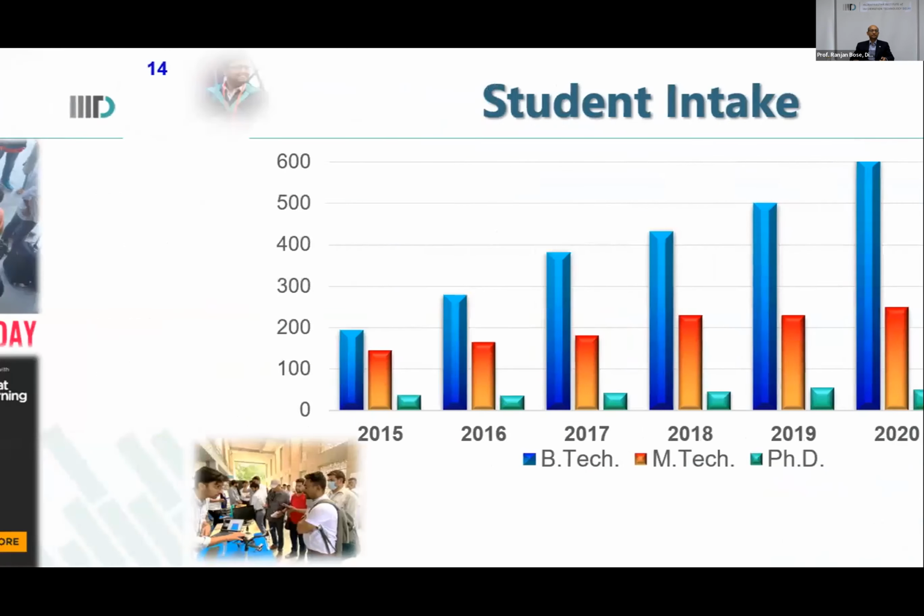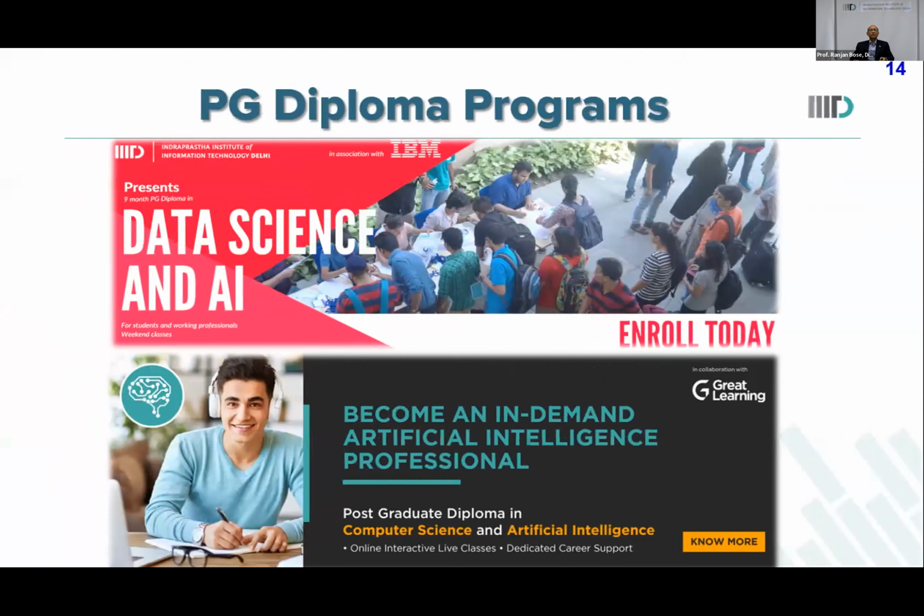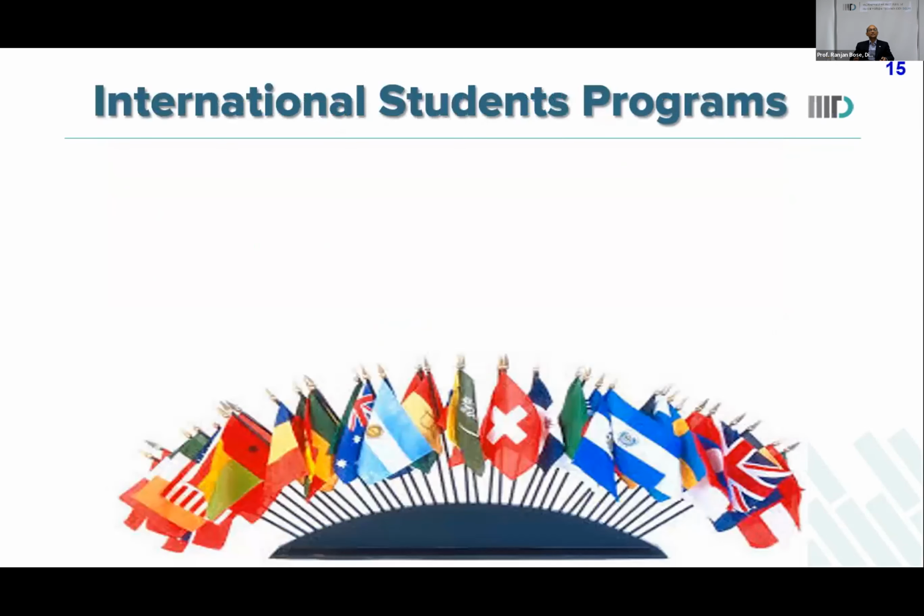We have also tried to cater to the needs of the industry, and we have 2 popular PG diploma programs for practitioners, industry professionals, and people who want to upgrade their skills, which is today the need of the hour and also enshrined in National Education Policy 2020. We had a PG diploma program in data science plus AI, together with IBM, and also another program along with Great Learning in data science and computer science and artificial intelligence.